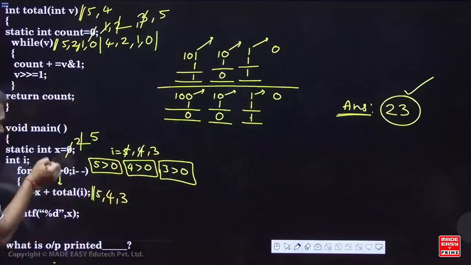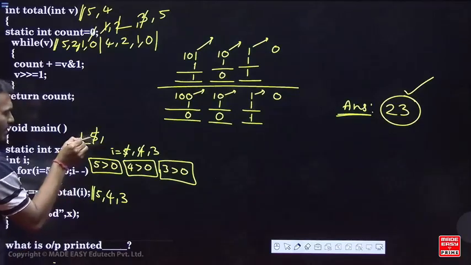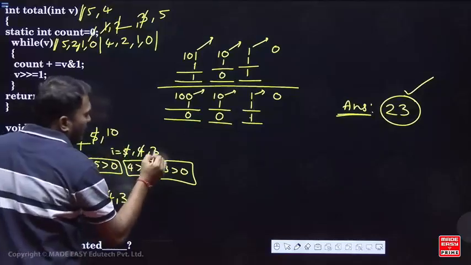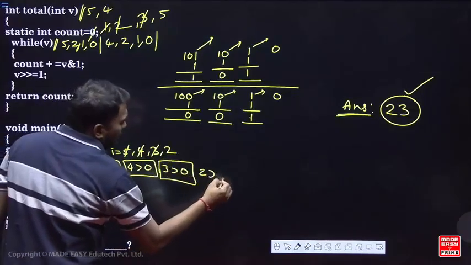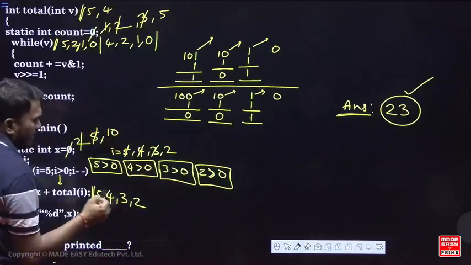I am directly incrementing by 5. 5 will be added to what? X. Now look at it, that becomes 5 plus 5. Already it was 5, and count is returning 5. 5 plus 5 is how much? 10. Next the I value will decrement to 2. Now 2 greater than 0, true or false? True. Next time you are passing the I value as 2 here.